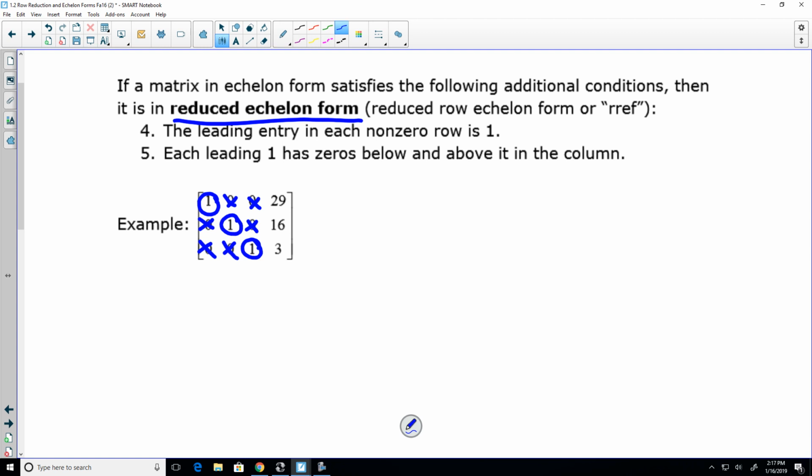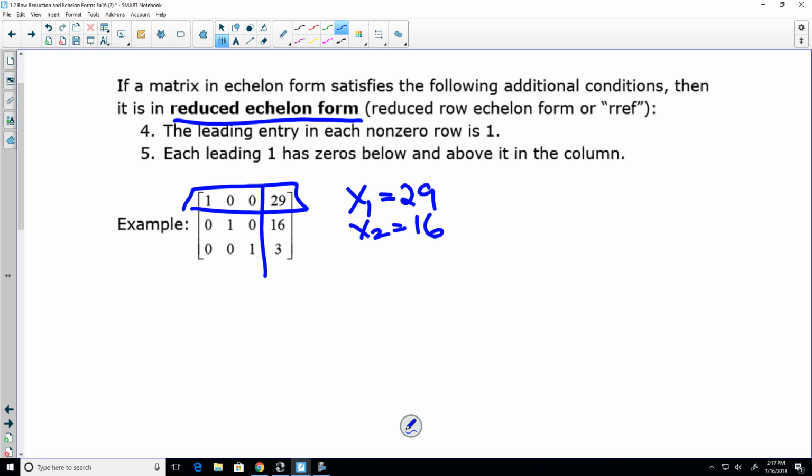Why do we like reduced row echelon form? Because it gives you all your answers to your variables. It does the back substitution step for you. You don't have to back substitute. If this is a system, we didn't say it was, but if it was, then this says x1 equals 29, and you're done with x1. The second equation says x2 is 16, we're done. And the third one says x3 equals 3, and we're done with that one. You don't have to do the back substituting step.